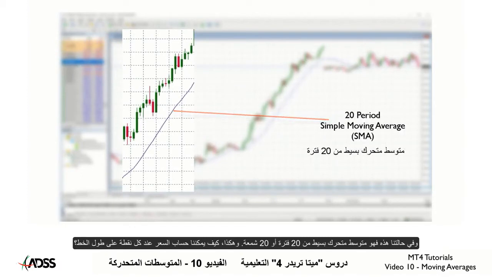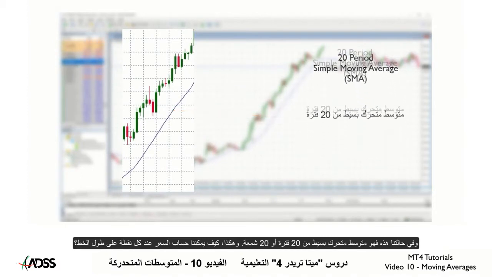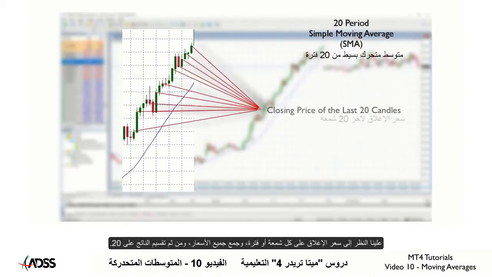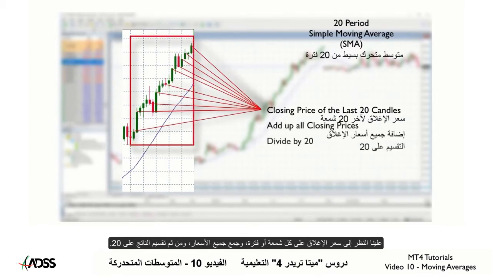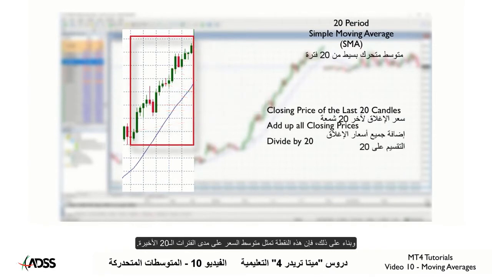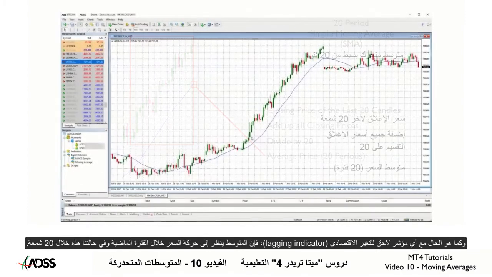So, how do we calculate the price at each point along the line? We look back on the closing price on each candle or period, add up the prices and divide by 20. Therefore, this point represents the average price over the last 20 periods. As any lagging indicator, it looks at price action from the past, and in this case, 20 candles.